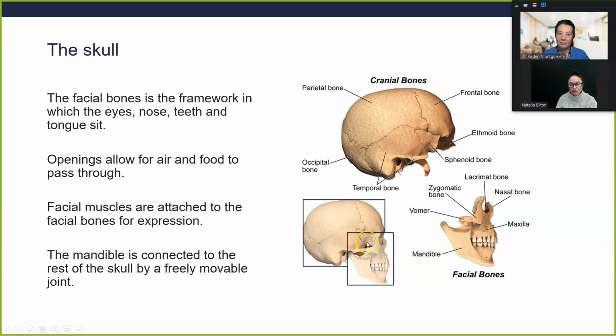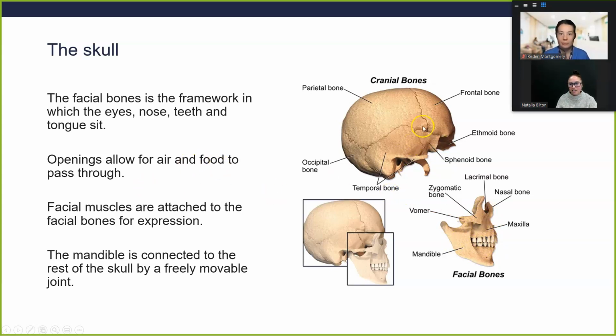Okay, facial bones are there to allow things to get into our body and things to come out of our body. As I said before, it's connected by a joint. So here is our joint. There are spots in our facial bones for all of our accessory structures to sit: our eyes, nose, teeth, and tongue. They are all somewhat protected.